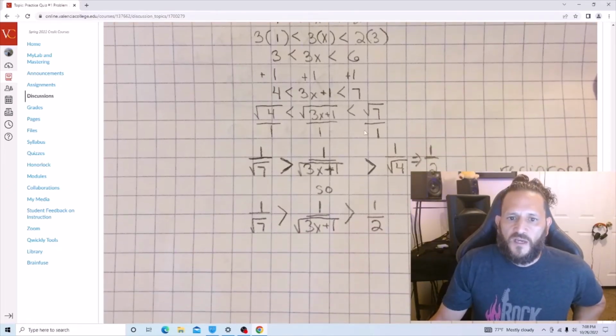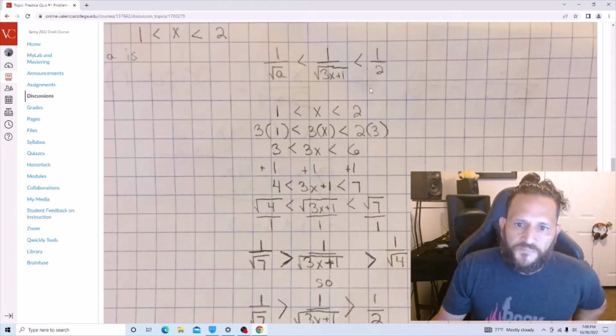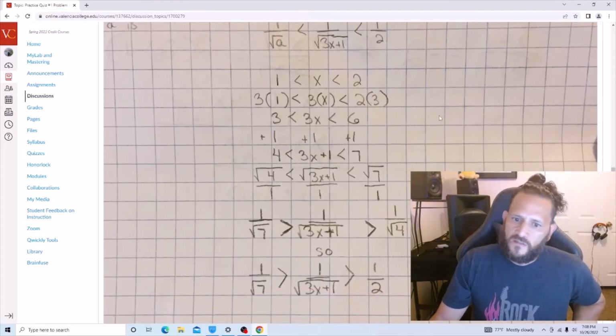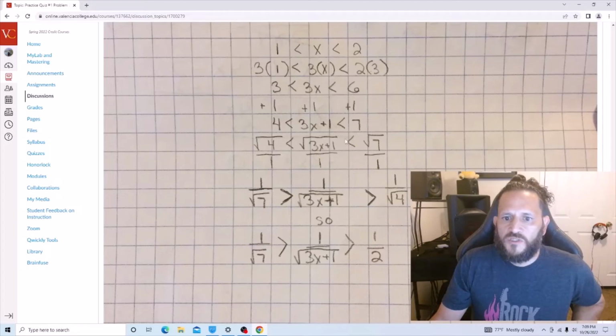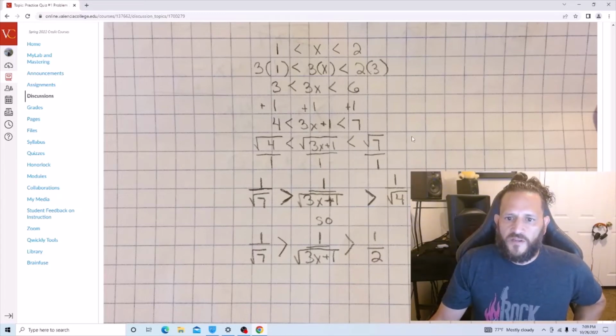Alright, so now the next step, because we're right here, what do I see up here? I see the square root symbol, okay? So, let's go ahead and start squaring. So we're going to square the 4, that's less than the square root of 3x plus 1, which is less than the square root of 7. Okay? So there you have it.